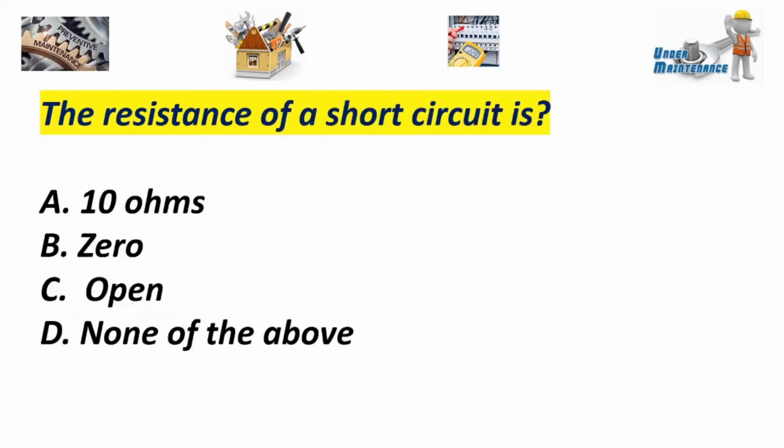Next, the resistance of a short circuit is A. 10 ohms, B. 0, C. Open, D. None of the above. Answer B. 0.